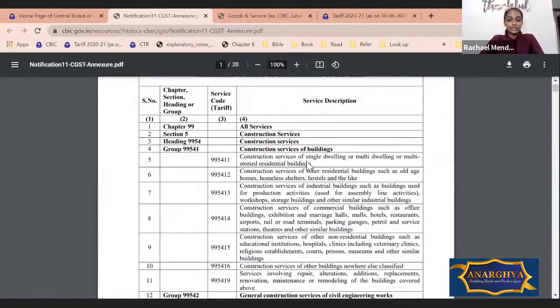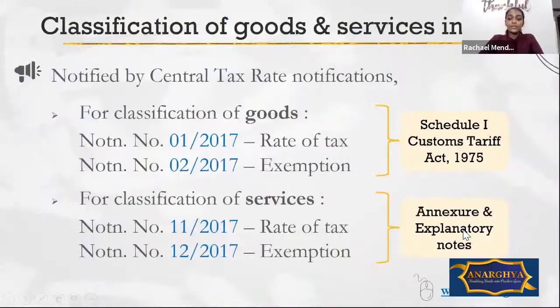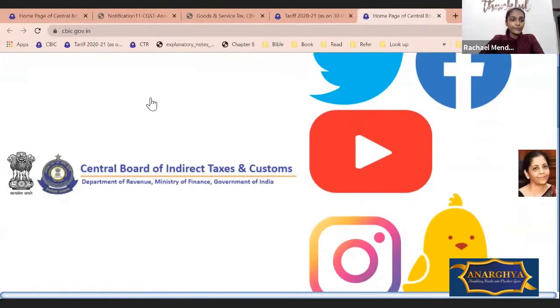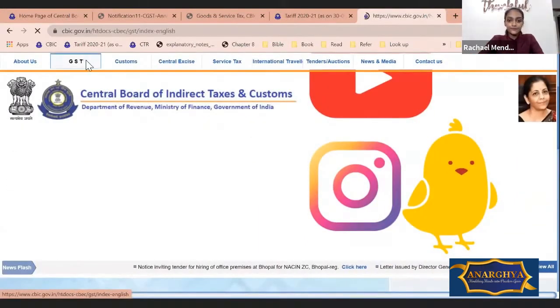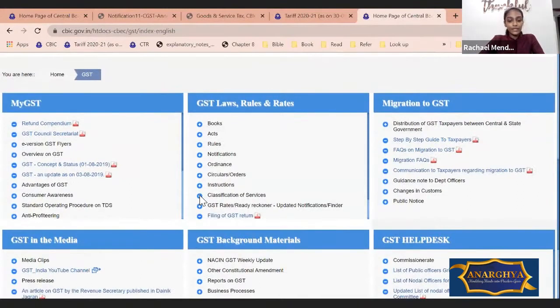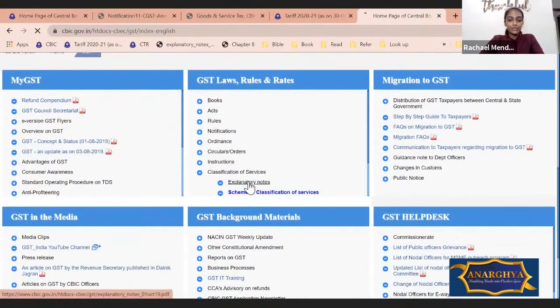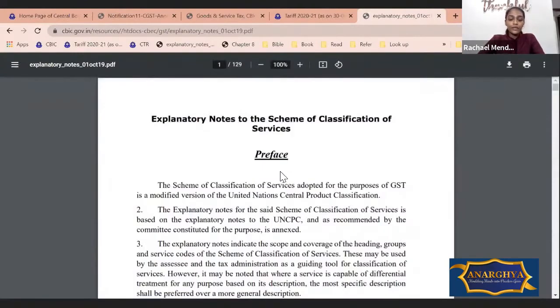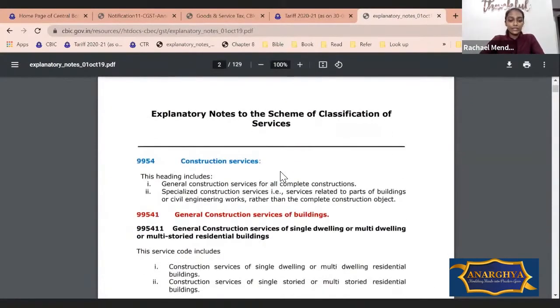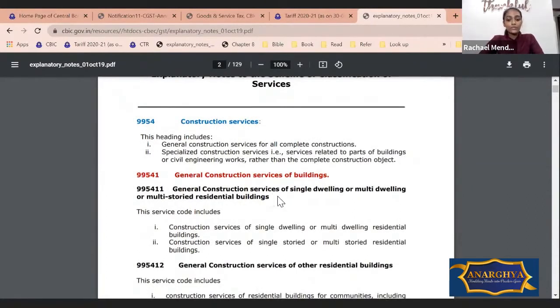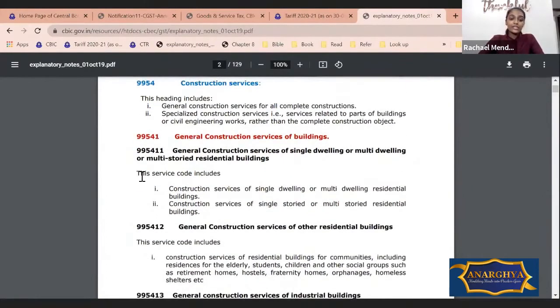So you can refer to this annexure, or the notification says that you can refer to the explanatory notes. These explanatory notes are hosted on the CBIC website. So again, going to the CBIC website, under the GST tab, you will find classification of services, and there are the explanatory notes which they have asked you to refer. So this explanatory note is similar to the annexure. It has the SAC code along with the description of the service. Additionally, it has given certain explanations regarding the services. So you can refer to these.